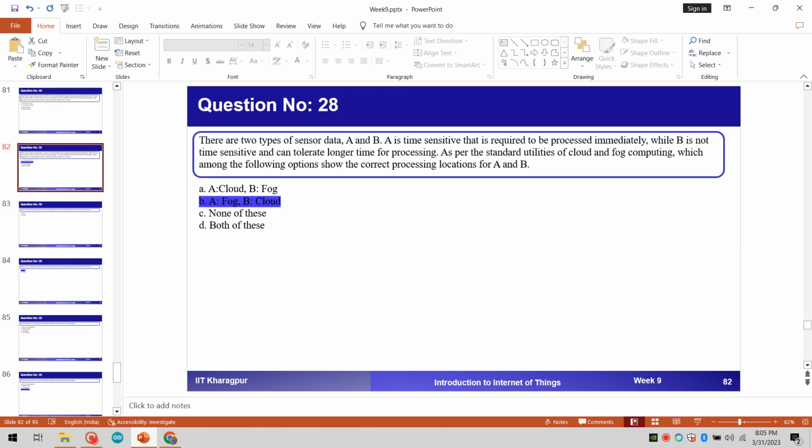28. Okay, 28. The 28th question is, A is time sensitive data and B is not time sensitive data. So what are the correct locations for their processing? Okay, so A should be processed at fog and B should be processed at cloud. So this was the 28th question.